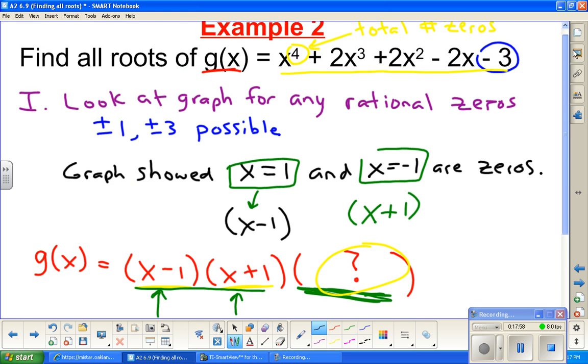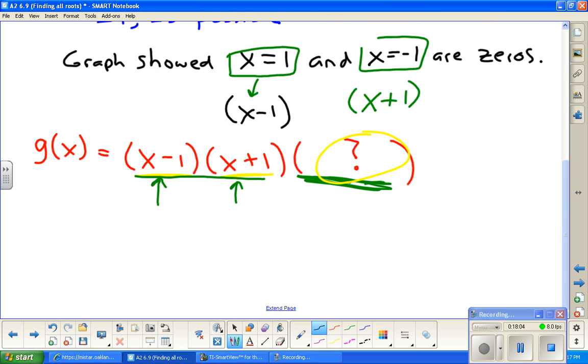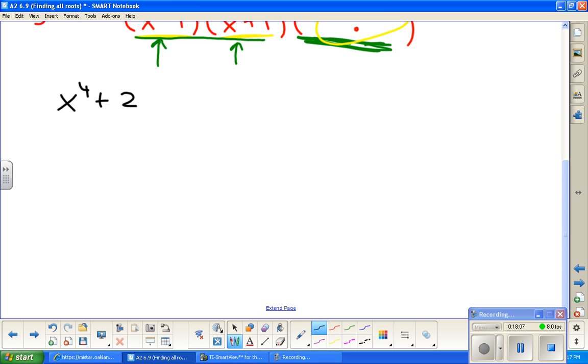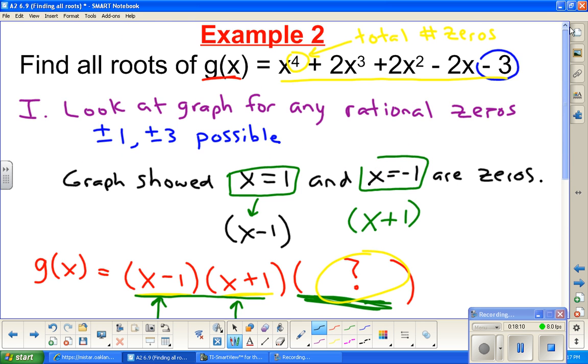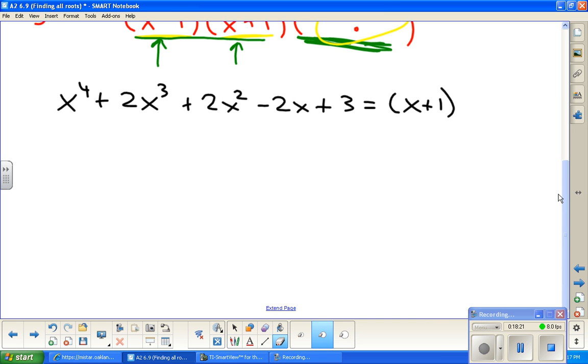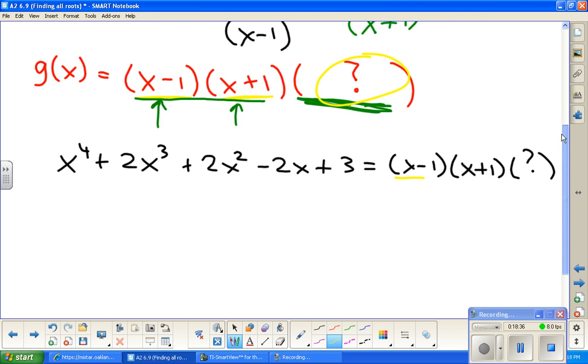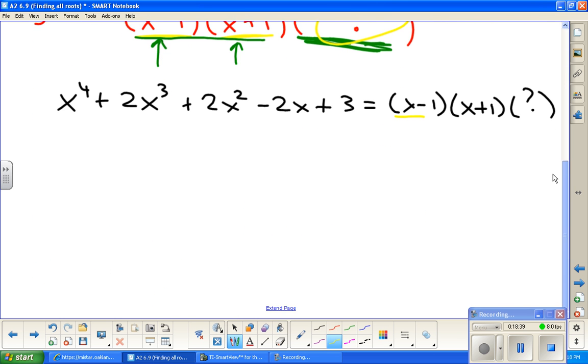Let me rewrite g of x. It was x to the fourth plus 2x cubed plus 2x squared, minus 2x minus 3. Again, we know it equals this, times this, times some other piece that we don't know yet. It doesn't really matter the order. So what I'm going to do first is divide by this. Is that the right thing, minus 2x minus 3 in there? Yeah, sorry.